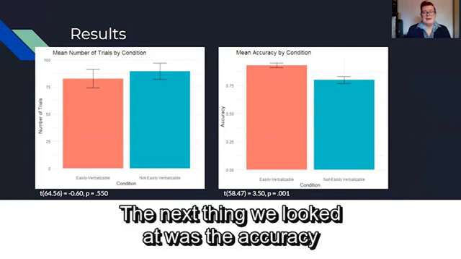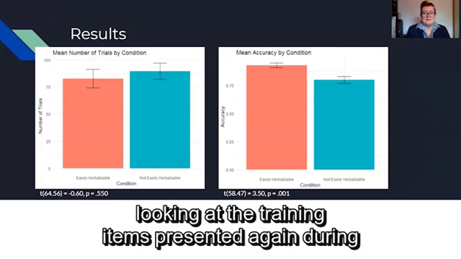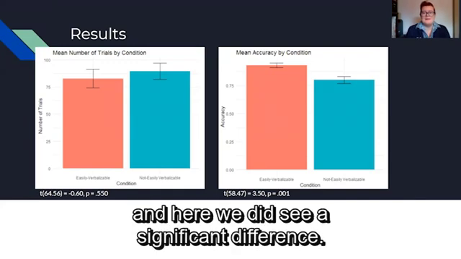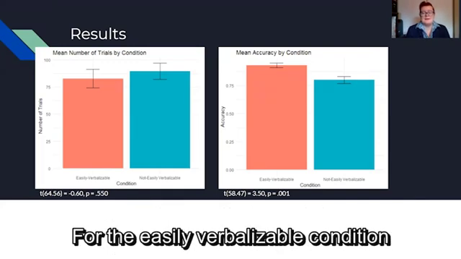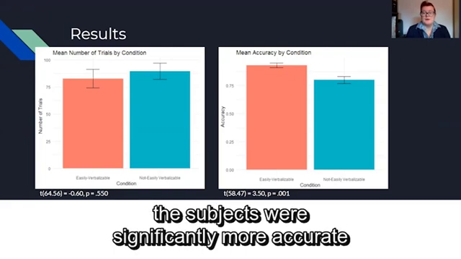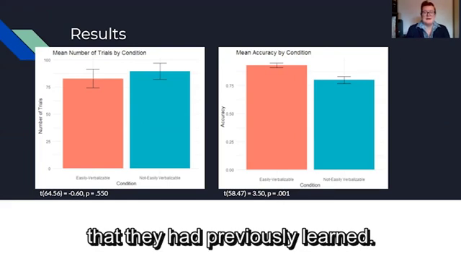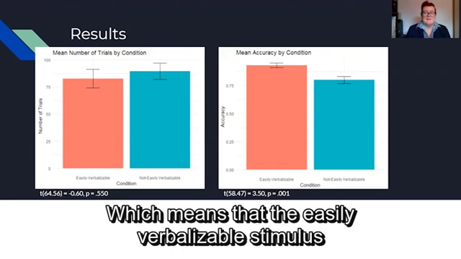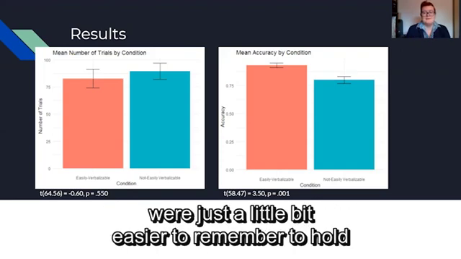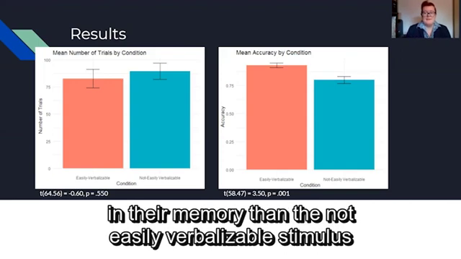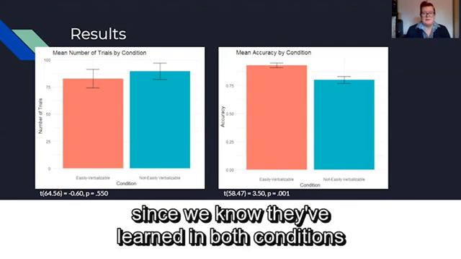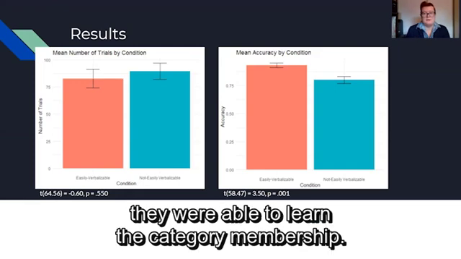The next thing we looked at was the accuracy, looking at the training items presented again during the test phase. And here we did see a significant difference. For the easily verbalizable condition, the subjects were significantly more accurate in categorizing these training items that they had previously learned, which means that the easily verbalizable stimulus were just a little bit easier to remember, to hold in their memory than the not easily verbalizable stimulus, since we know they've learned in both conditions, they were able to learn the category membership.